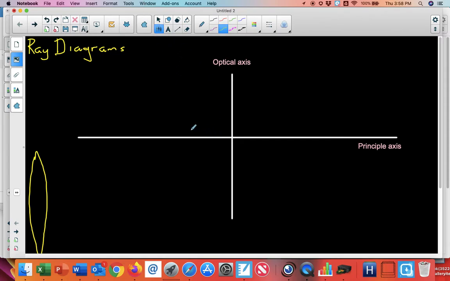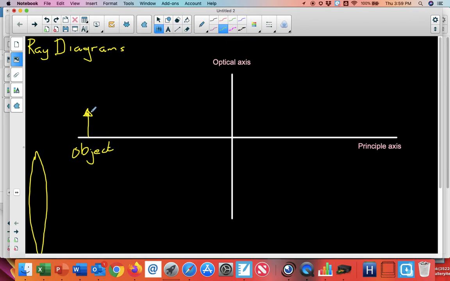This is the principal axis. We think of having an object over here, and we think of an image forming somewhere. So we want to look at that object. And that object could be a tree, could be anything, but we generally just draw it as an arrow coming up from the principal axis. The only reason we draw an arrow is we want the top and the bottom to have some different feature, because sometimes it's going to be upside down and we want to see that it's upside down.